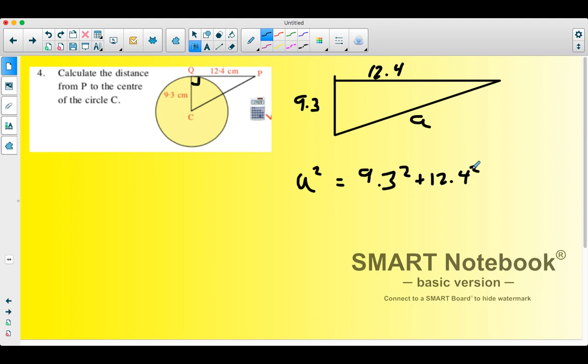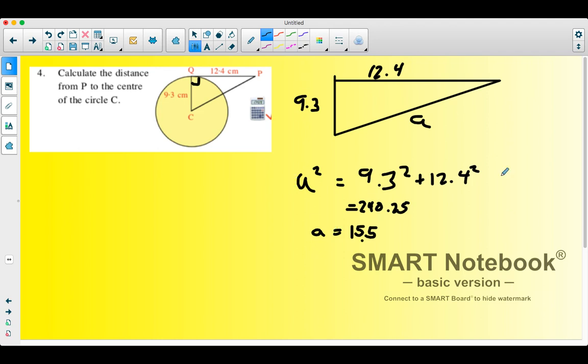I get my calculator out. 9.3 squared plus 12.4 squared, 240.25. All right. Take the square root of that, 15.5. That's my answer.